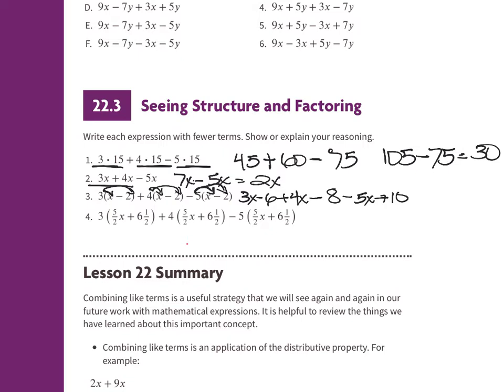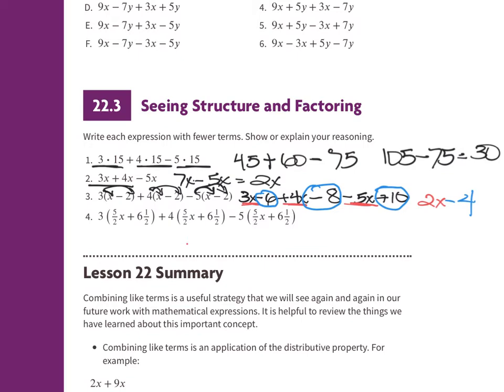All right, so let's combine the x's. So we have 3x plus 4x, that's 7x. 7x minus 5x is 2x. And then let's combine the numbers. Minus 6 minus 8 is minus 14. Minus 14 plus 10 is minus 4. So 2x minus 4.